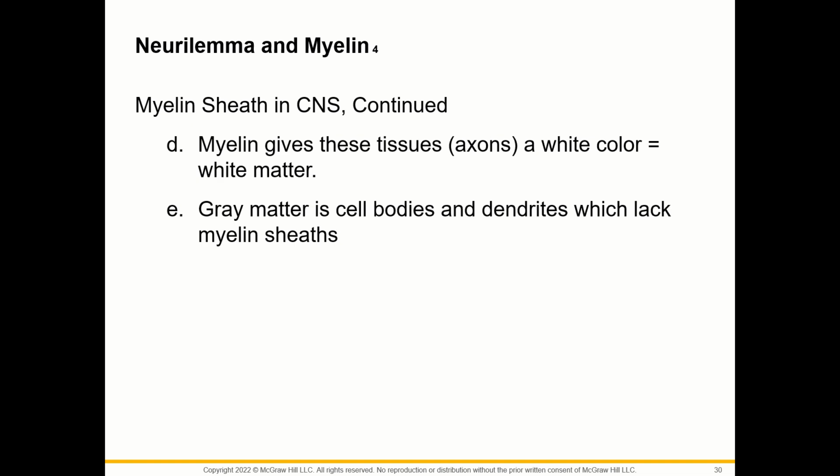When we see myelin, this is going to give the axons a white color, and so they call that white matter in the central nervous system, and that's going to be the tracts. And then gray matter is going to be the cell bodies and dendrites that lack myelin sheaths. Remember I said the tracts are visible? This is one of the reasons why.